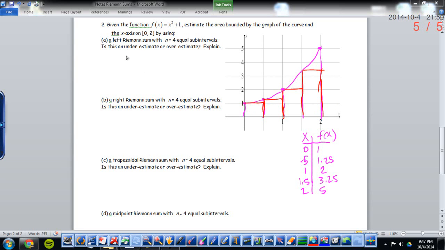So if I find the sum of the areas of those rectangles, each of these rectangles has a length of 0.5. And then my heights are 1, 1.25, 2, and 3.25. And notice that if I use the data from the table that I wrote right here, for my left endpoints, I'm using the first f of x value, but not the last f of x value. Because if I'm using a left Riemann sum, then I want to take the very first data point, and I'm not going to use the last one. And if we type that into your calculator, you get 3.75.